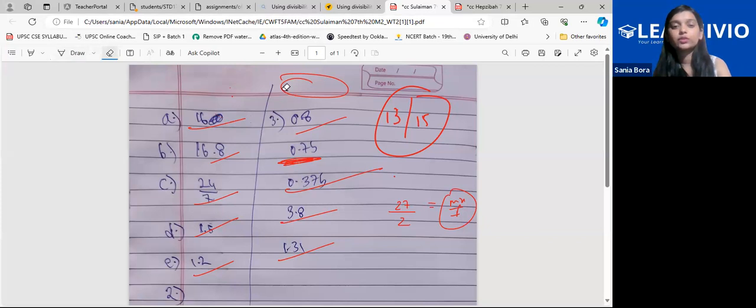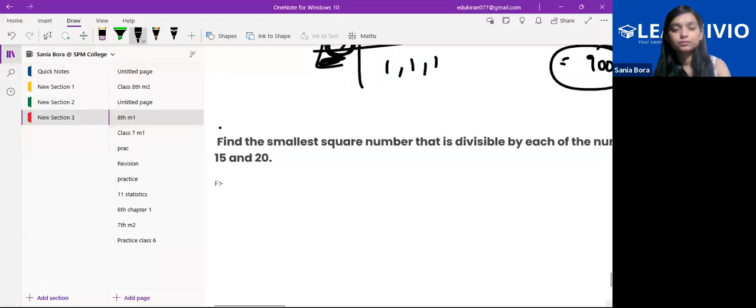Okay, so students, what we were doing in the previous class? Who will tell me what we were doing in the previous class? We were doing data handling.